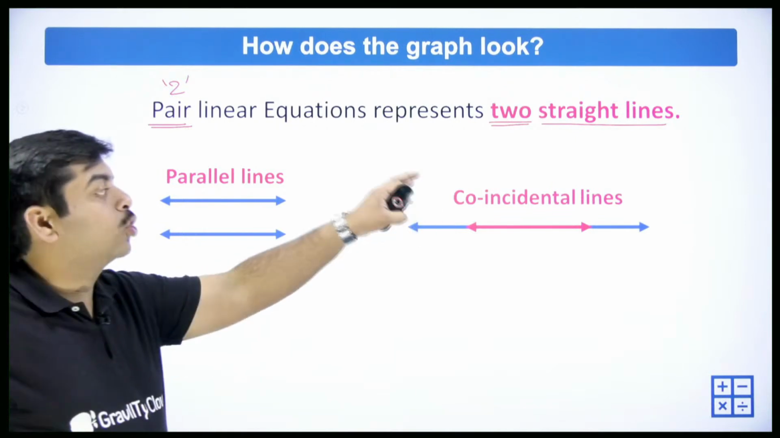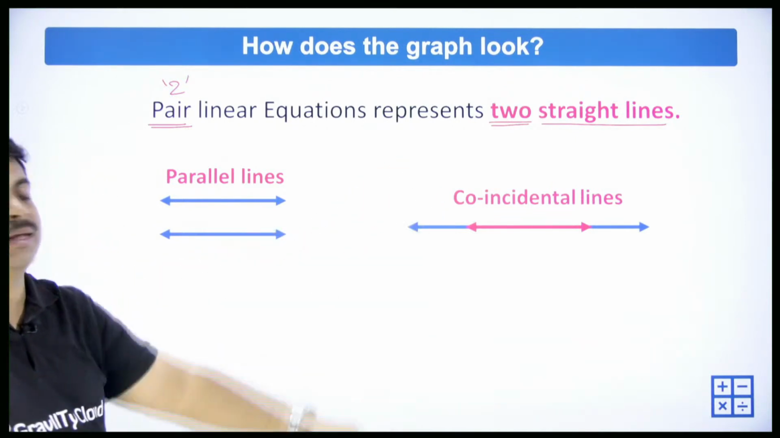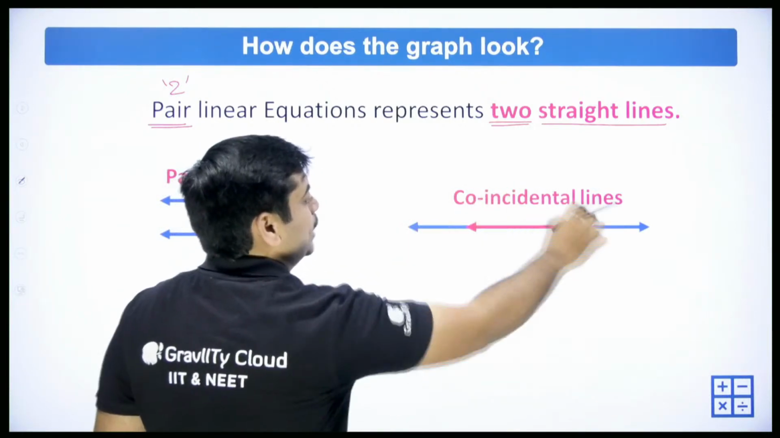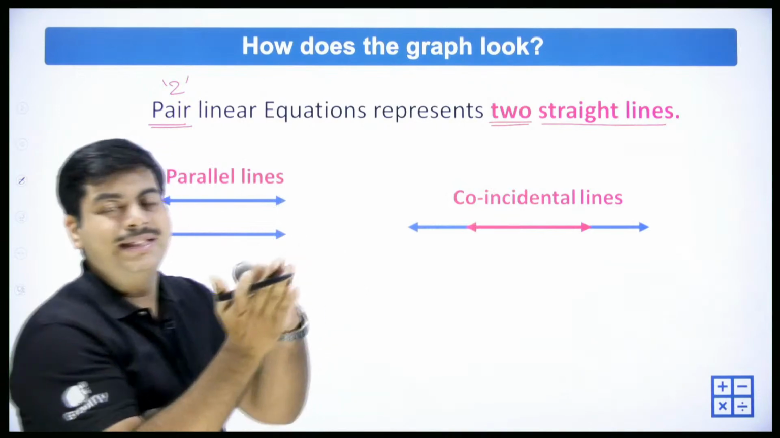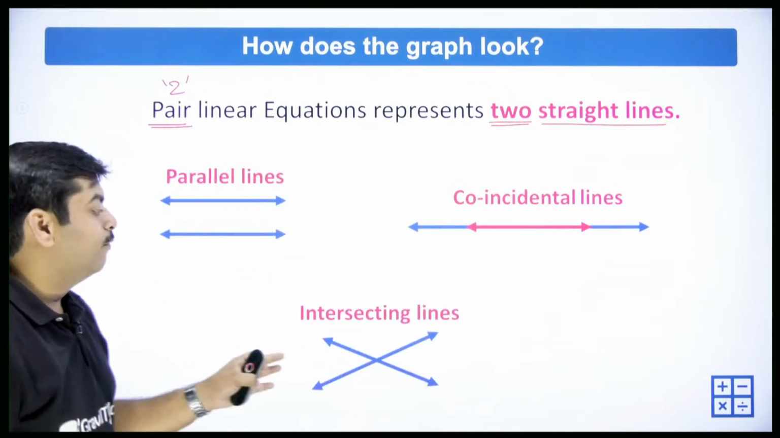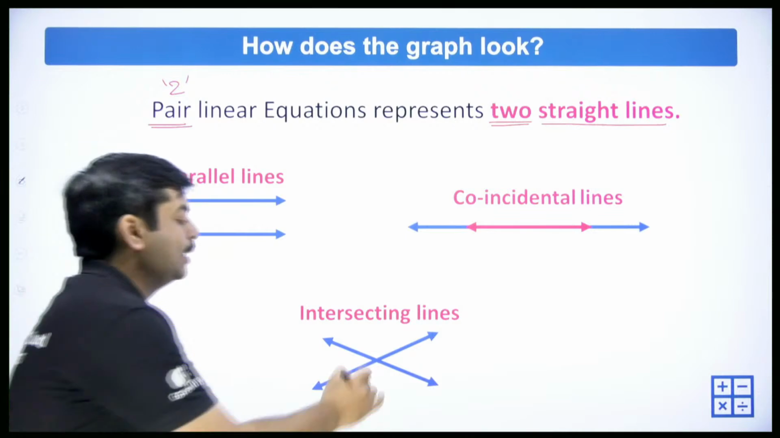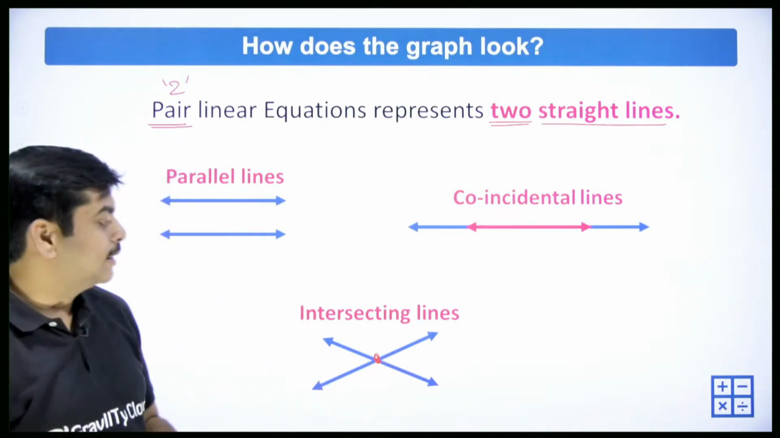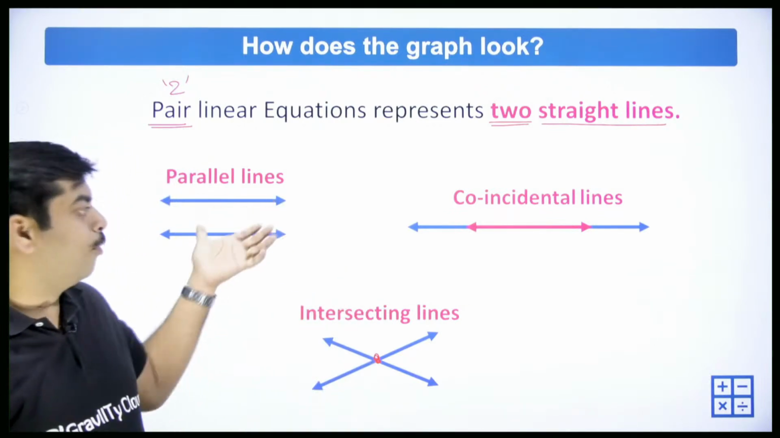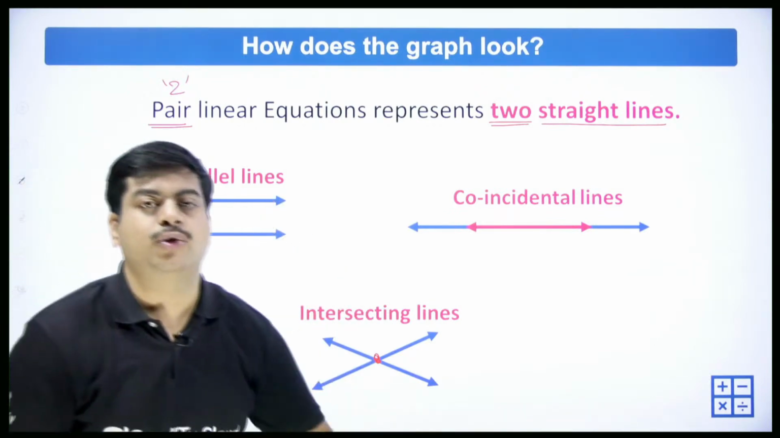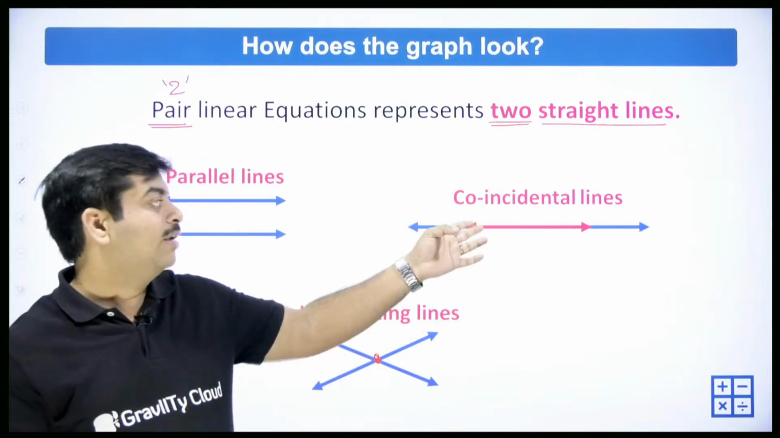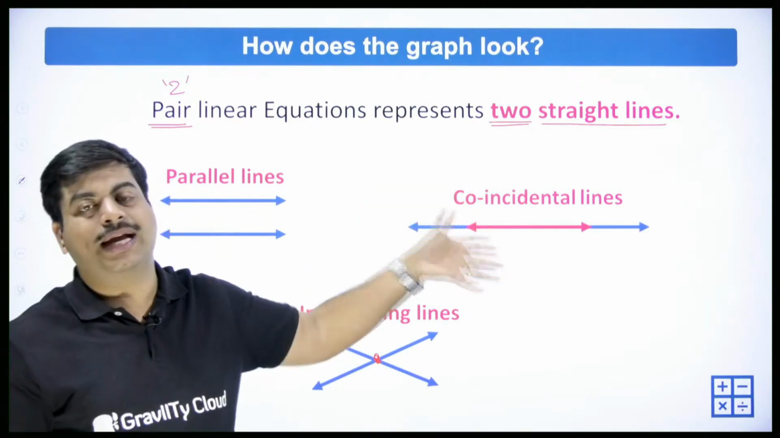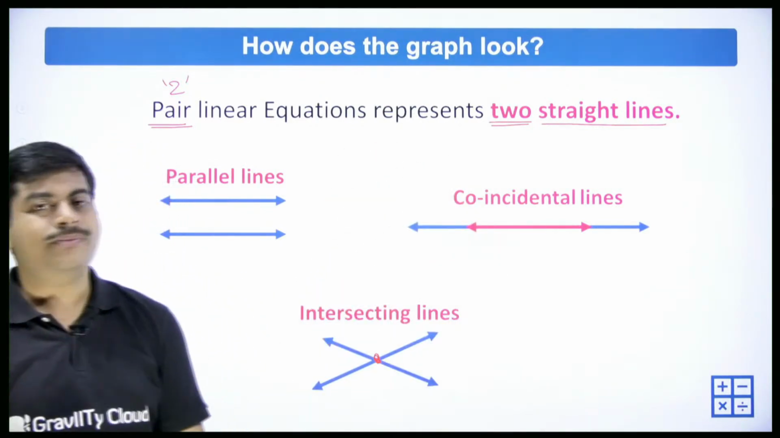Or sometimes we have coincident lines. That means one line on the other. This is one line, and the blue one is the other line. So both are coincident, right? And we may have intersecting lines. These two lines are intersecting at one point. Lines may intersect at only one point or no points. They cannot intersect at 2 points or 3 points. Although there are infinite points, these are actually not intersecting lines, these are coincident lines. The same line is being repeated, right?